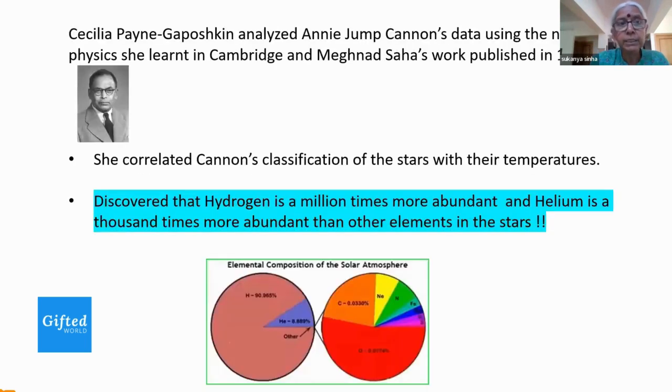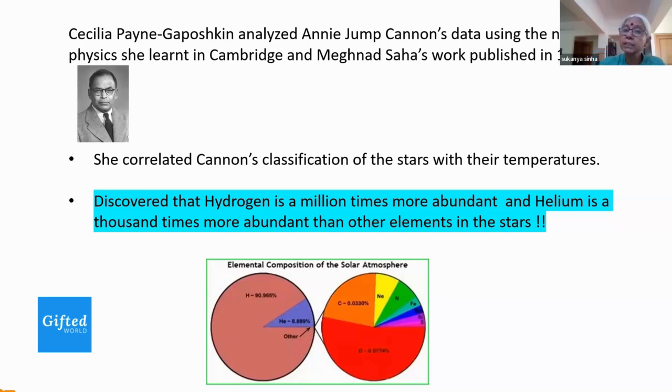Cannon's data was there. Then there was Cecilia Payne Gaposchkin, who graduated in Cambridge, and in those days women were really discriminated against. She was an excellent student. She graduated with excellent grades, but she was not given a degree because Cambridge did not give degrees to women. So from there she came to America, to Harvard, and she started looking at it. She knew a lot of the new physics, the quantum physics that she learned in Cambridge. And she looked at Annie Jump Cannon's data and combined it with the quantum theory that she learned in Cambridge.